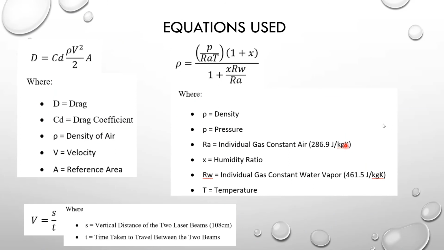Here are the equations used in this experiment. First, the equation used to calculate the drag, and then next the equation used to calculate the density of the air relative to the humidity, and then lastly the equation to calculate the velocity of the falling object across a certain area.